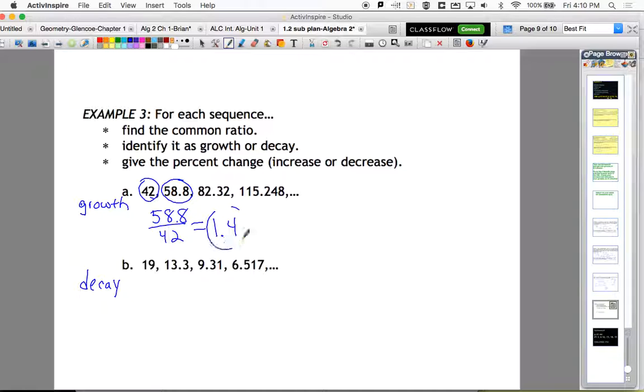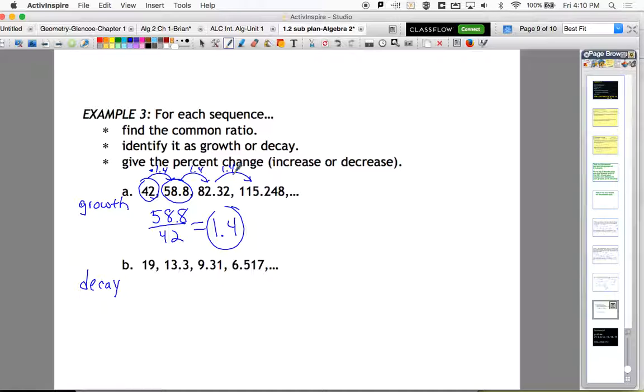So this is our multiplier right here. This is our common ratio of 1.4. So in other words, each time we're going to be multiplying by 1.4, times 1.4, times 1.4 to keep our rate going. So it's going to be growing by a ratio of 1.4. Okay? Give the percent change that would be.